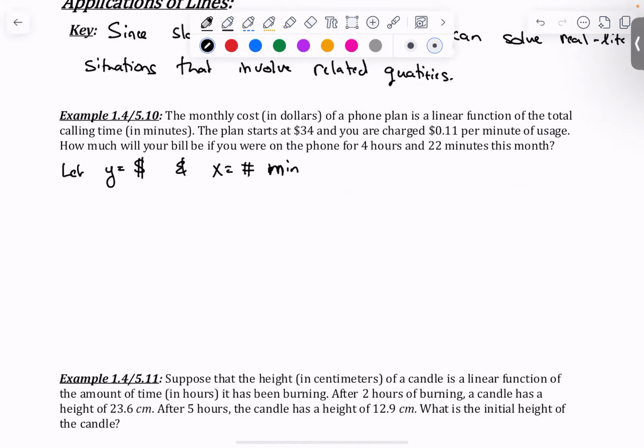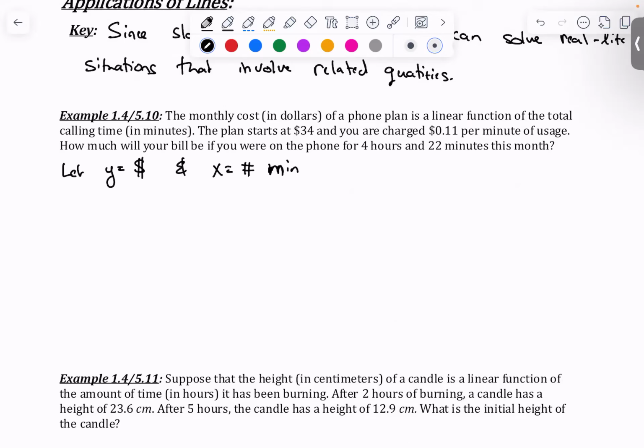It doesn't need to be super particular. You don't need to write a paragraph here to define your variables. I literally just said let y equal money sign and x equal number of minutes. It's just meant to be something so that if someone was reading your work, they'd know what x and y represented.